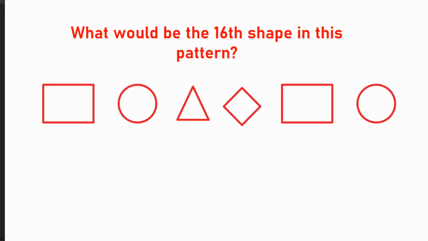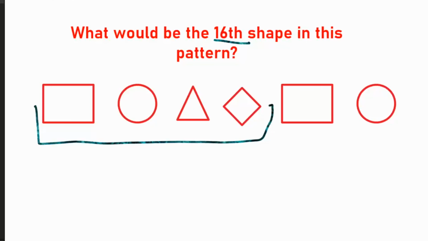Take a look at this pattern right here. We have 6 shapes, but the pattern doesn't have 6 shapes, because this is our whole pattern. As you can see, the pattern starts repeating right here. This is the first part of the pattern, and then it repeats from here. Our question is, what would be the 16th shape in this pattern?